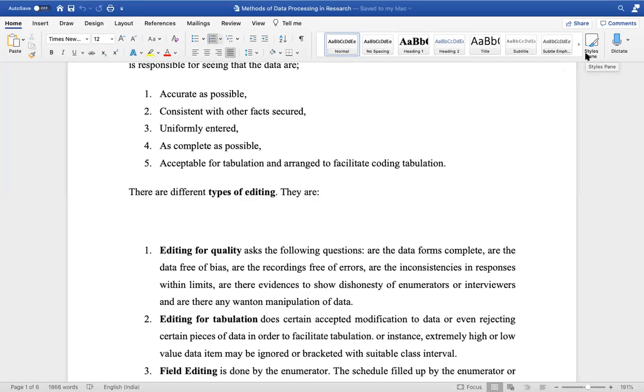Editing for quality. What happens is, all the data forms should be complete. Whatever questionnaires that are filled are complete, and it should be free from bias, right? Bias in the sense any kind of influence. When I ask you a question, you should be able to answer me without somebody influencing you.